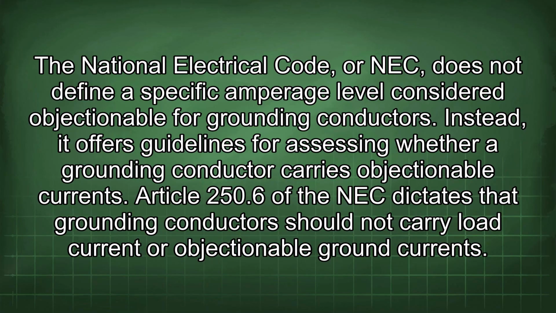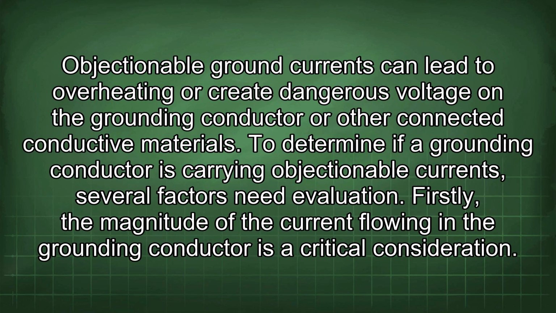The National Electrical Code, or NEC, does not define a specific amperage level considered objectionable for grounding conductors. Instead, it offers guidelines for assessing whether a grounding conductor carries objectionable currents. Article 250.6 of the NEC dictates that grounding conductors should not carry load current or objectionable ground currents. Objectionable ground currents can lead to overheating or create dangerous voltage on the grounding conductor or other connected conductive materials.